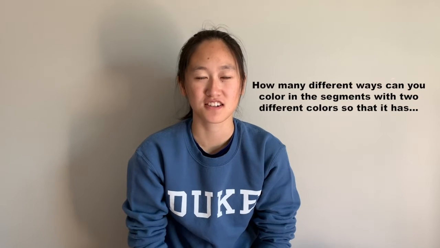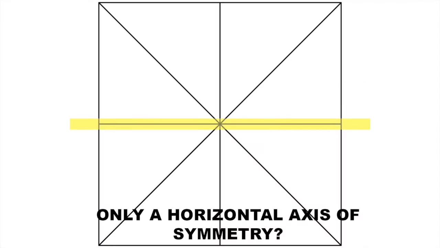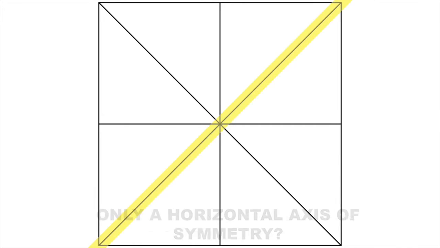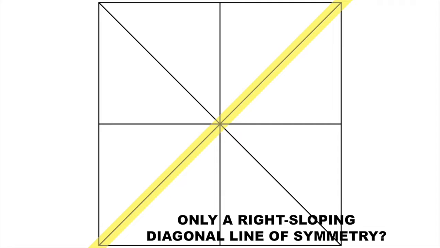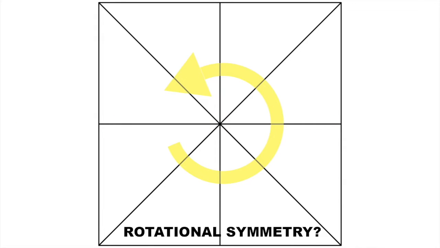So here's my challenge to you. How many different ways can you color in the segments with 2 different colors so that it has only a horizontal axis of symmetry, it has only the right sloping diagonal line of symmetry, it has both horizontal and vertical symmetry, and it has rotational symmetry.